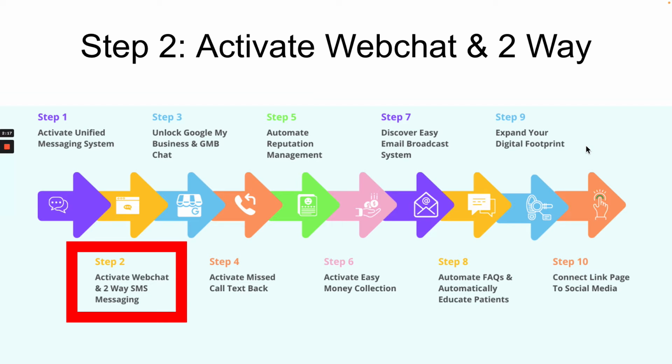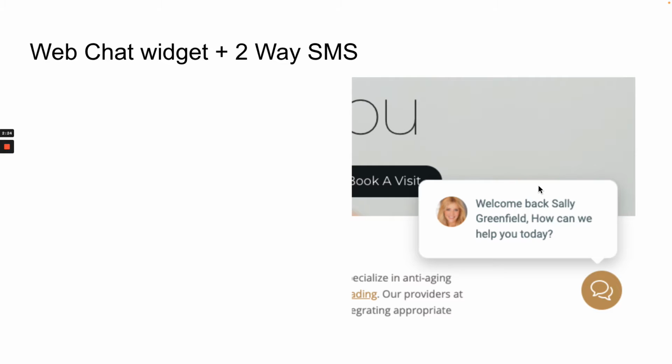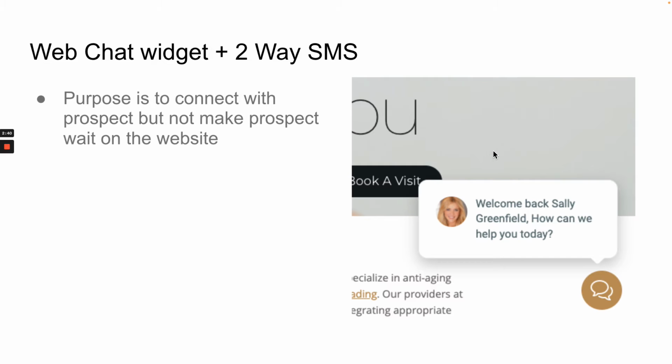So step 2 means to activate the web chat and two-way SMS messaging system. As you can see here on this picture, you can activate a web chat. Basically, this little icon exists on all of your pages in your account if you activate it, and this is basically a chat bot that people can interact with. The purpose of this is to connect with people and make it easy for people to start a conversation with you without having to wait on your website.